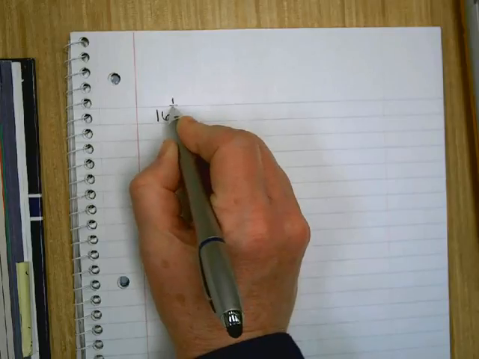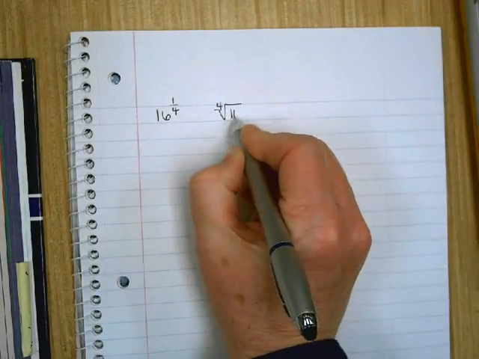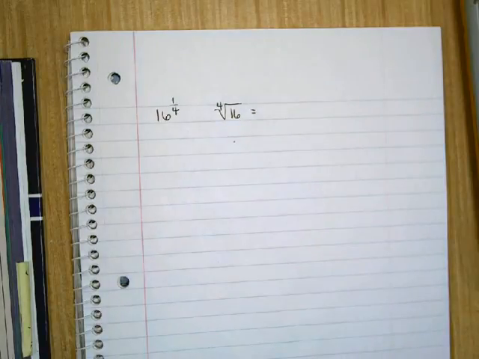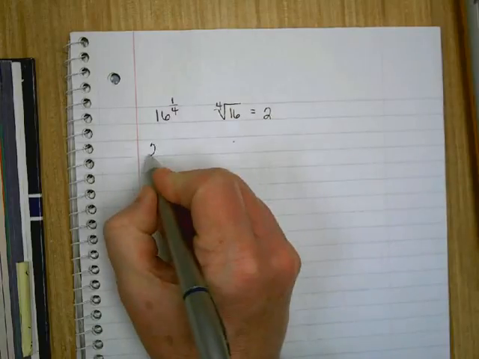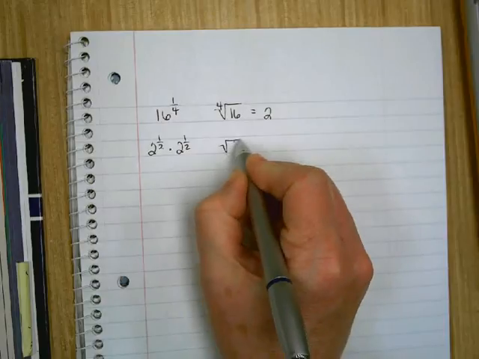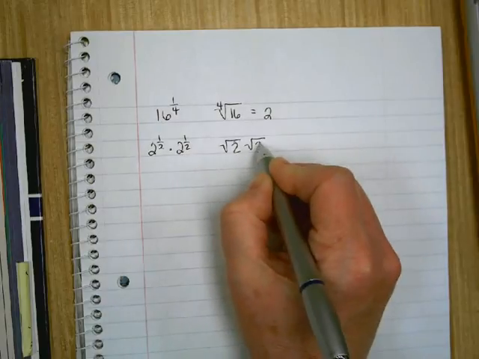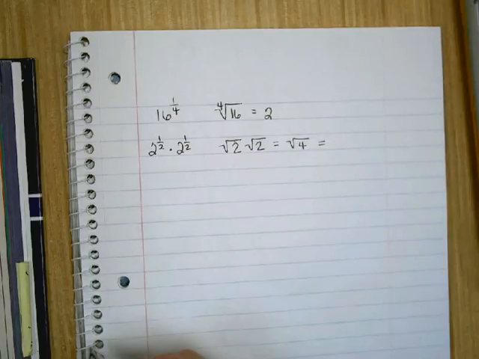Okay. 16 to the 1/4 power means that you are taking the 4th root of 16. What is the 4th root of 16? 2. 2 to the 1/2 times 2 to the 1/2 means you are taking the square root of 2 times the square root of 2, which is the square root of 4. And what is that answer? 2.